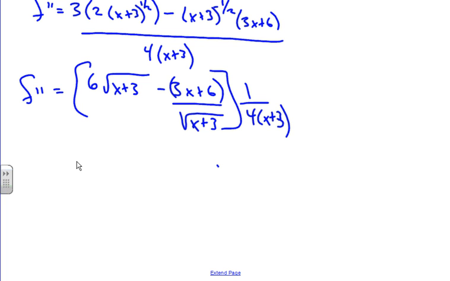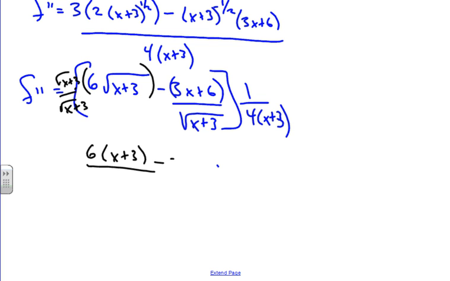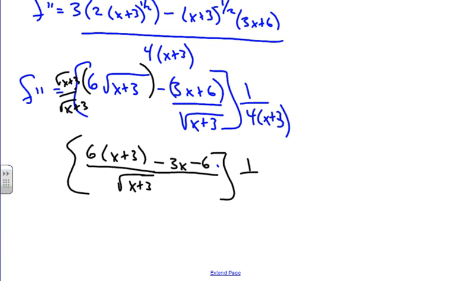So let's see if we can simplify this now. All right, we get a common denominator, so we're going to multiply top and bottom by the square root of x plus 3 and the square root of x plus 3. And we're multiplying just this side right here. And we have 6 times x plus 3, minus 3x minus 6, all over the square root of x plus 3. And this right here, my friends, is all multiplied by 1 over 4 times x plus 3.